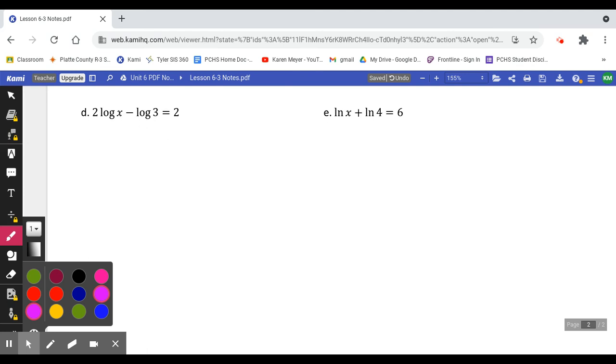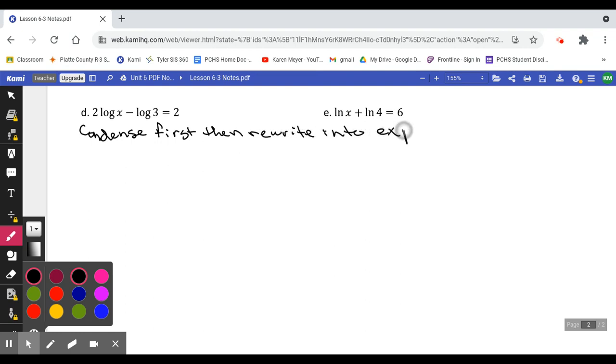You're still going to notice that log or ln is on one side, but now you're going to notice that we have more than one log or ln. So in these problems, you must condense first and then rewrite into exponential form.